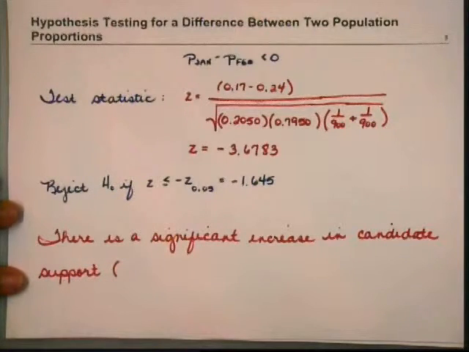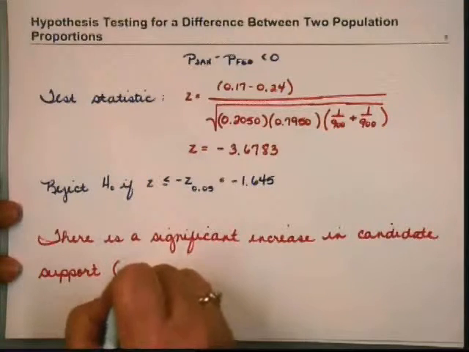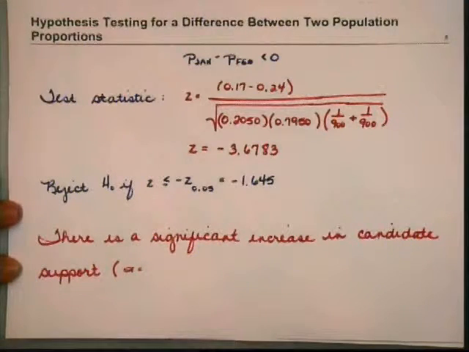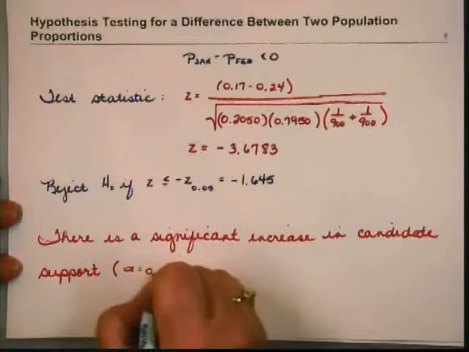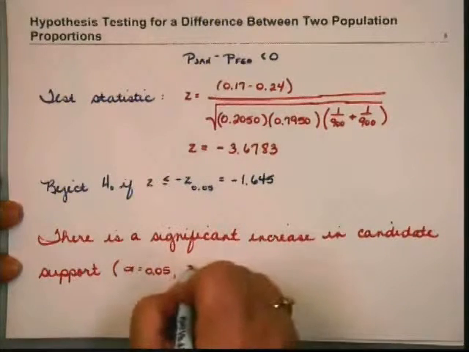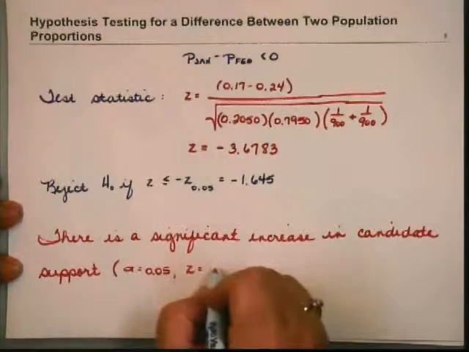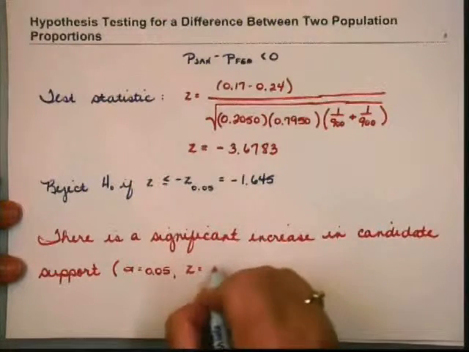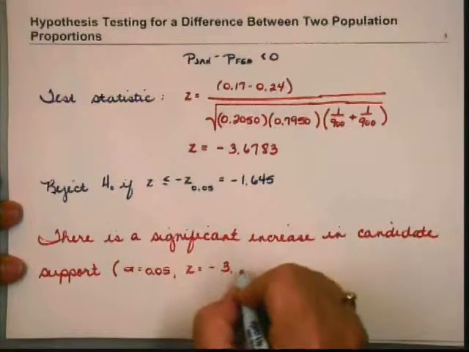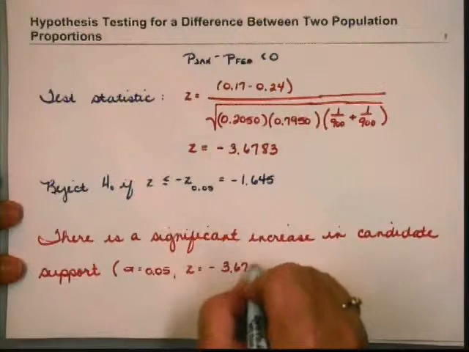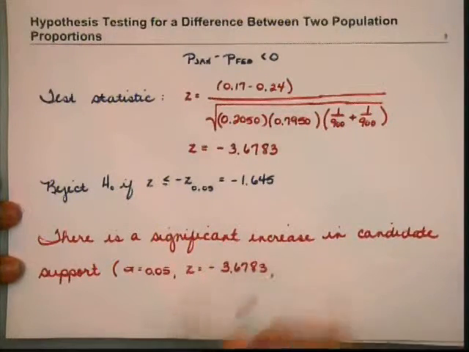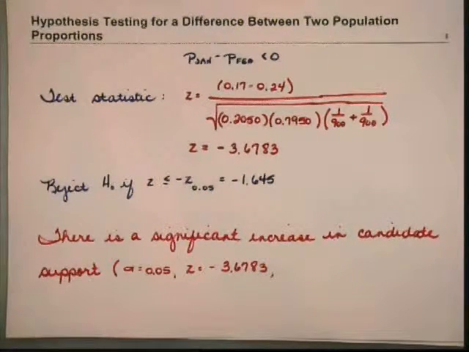Our language is one-sided, reflecting that we did a one-sided test. We've used the word increase, but it was a left-sided test just because of the way we set it up. Our alpha was what? 0.05. We calculated a z-score of what we calculated, not what we compared it to. What we eventually calculated was negative 3.6783. Rounding to 2 decimal places, negative 3.68. What is your p-value?